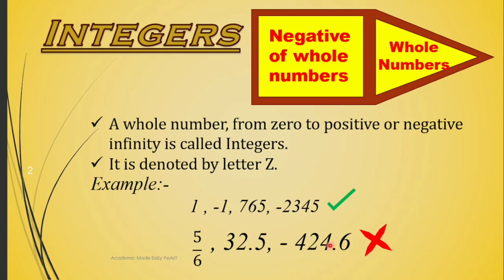Moving on to the next example, minus 424.6. This has a negative sign before it, but still it is not called an integer, because whole numbers do not have any decimal points. Since this is a decimal number, we don't call it an integer. So I think you will be clear on what integers are. Now let me give an example so that you can understand integers more clearly.